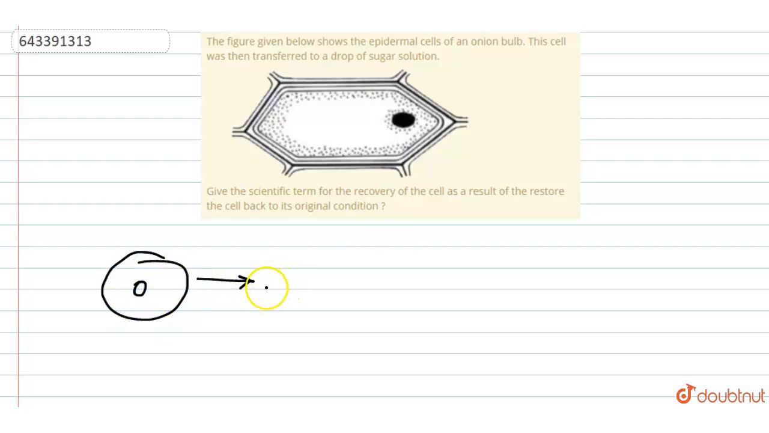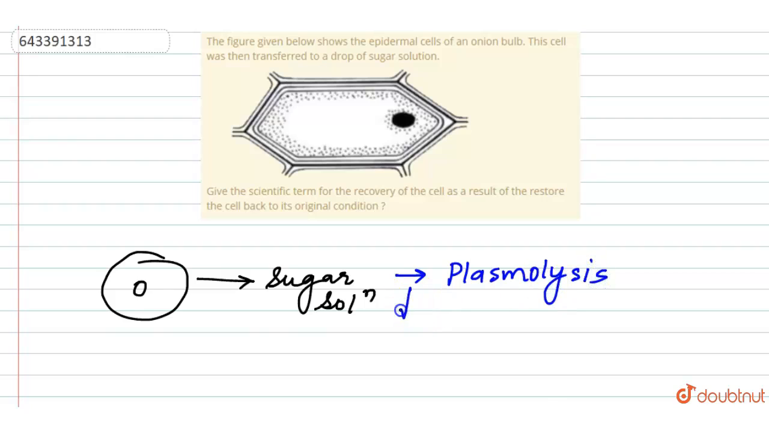It was then kept in a sugar solution. So if we compare the concentration of both of these, the cell and the sugar solution, the sugar solution will create a hypertonic condition around the cell. So what will this result in? This will result in plasmolysis of the cell. And why did the plasmolysis happen? Because the cell was kept in a hypertonic solution.